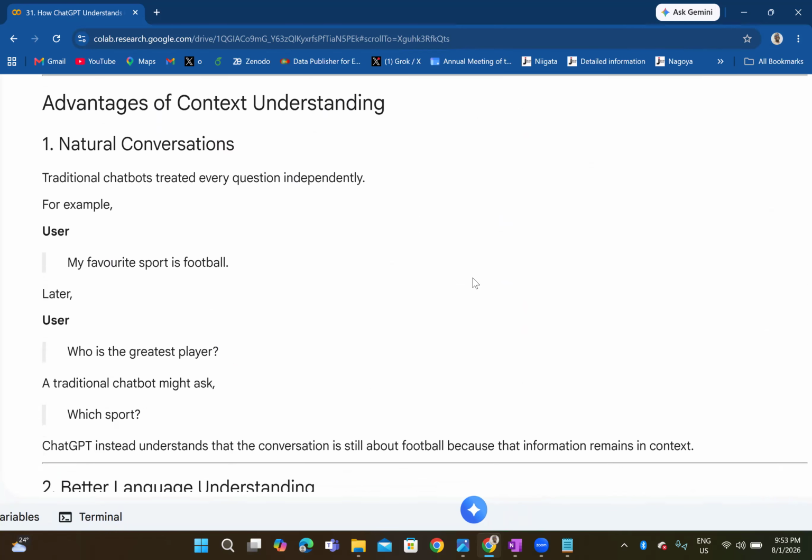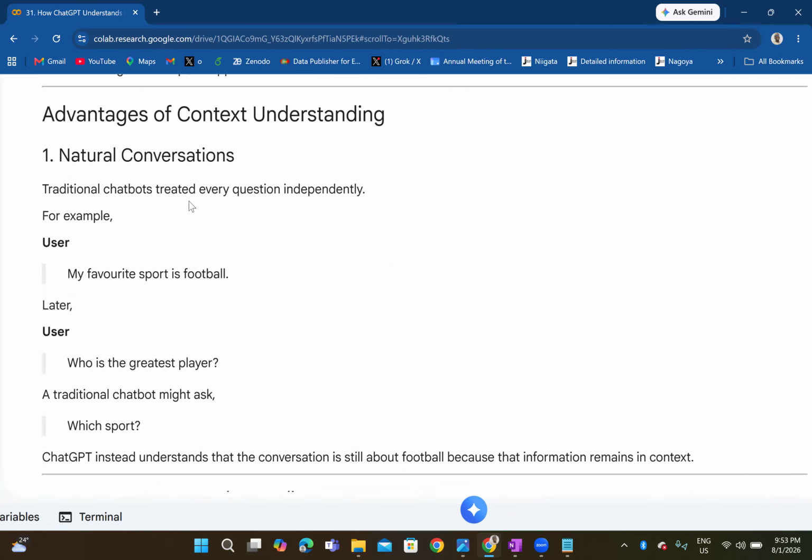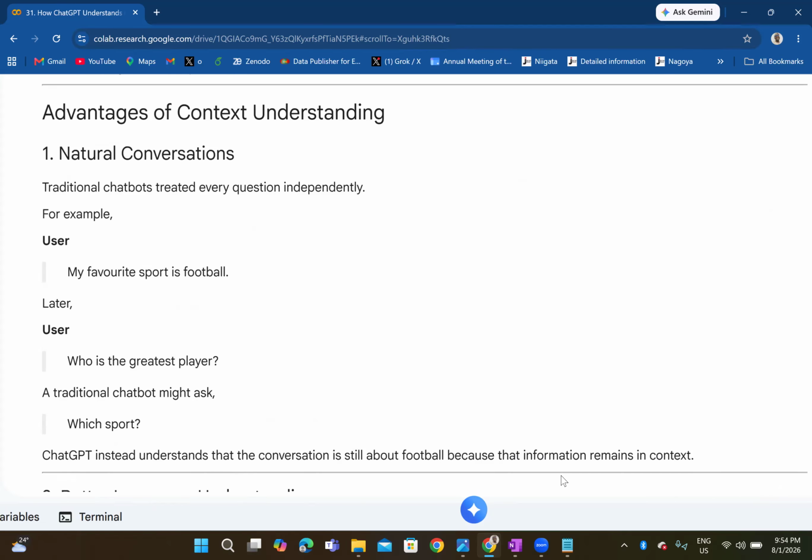So, advantages of contextual understanding. Traditional chatbots treated every question independently. For example, my favorite sport is football. Later, the user says, who is the greatest player? A traditional chatbot might ask, which sport, right? ChatGPT instead understands that the context is still about football because the information remains in context.